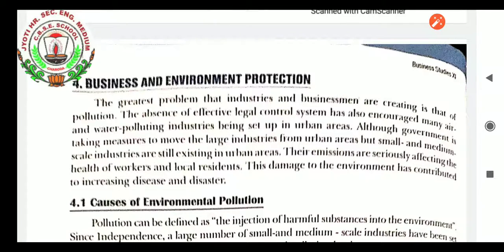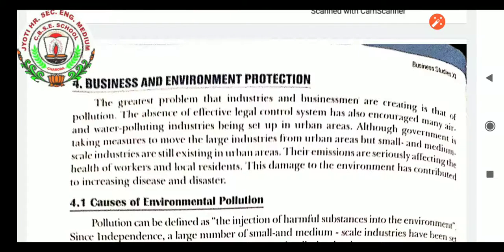The greatest problem that industries and businessmen are creating is pollution. The absence of an effective legal control system has also led to many air and water polluting industries being set up in urban areas. Although the government is taking measures to move large industries out of urban areas, small and medium industries still exist there. Their emissions are seriously affecting the health of workers and local residents. This damage to the environment has contributed to increasing disease and disaster in parallel. So business and environmental protection plays a very important role, students.